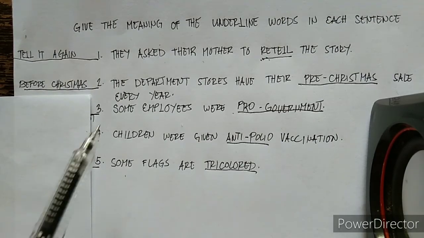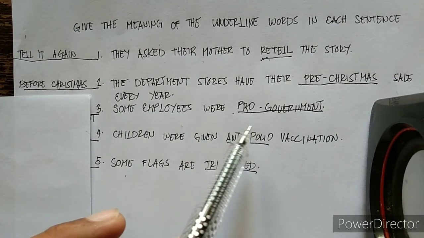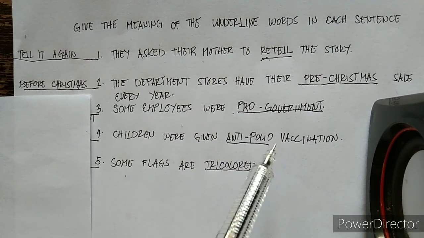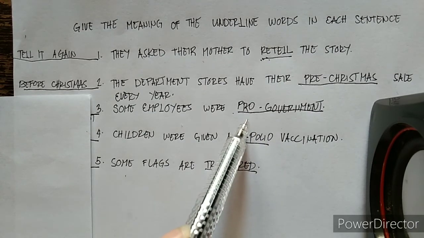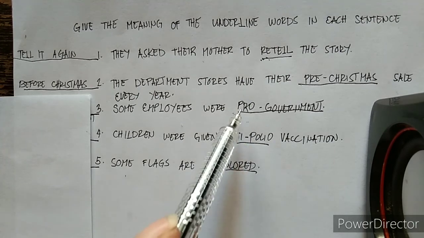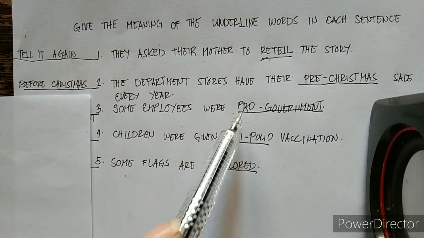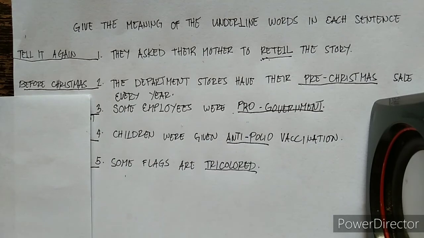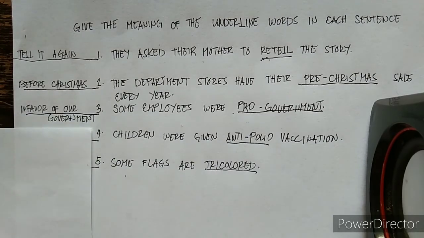Number 3. Some employees were pro-government. The underlined word is pro-government. From the word pro, that means favor. So the answer is in favor of our government.